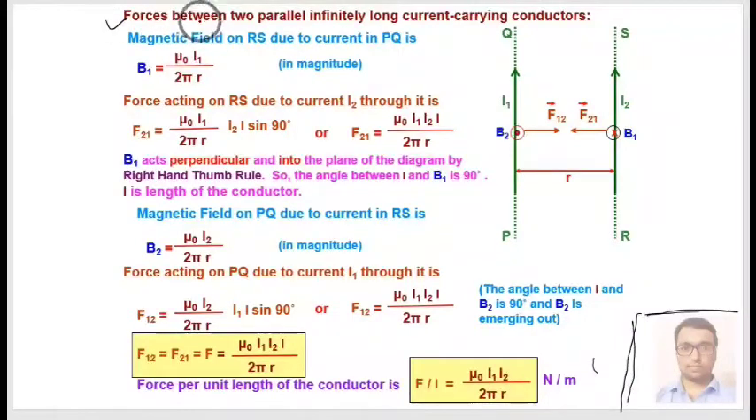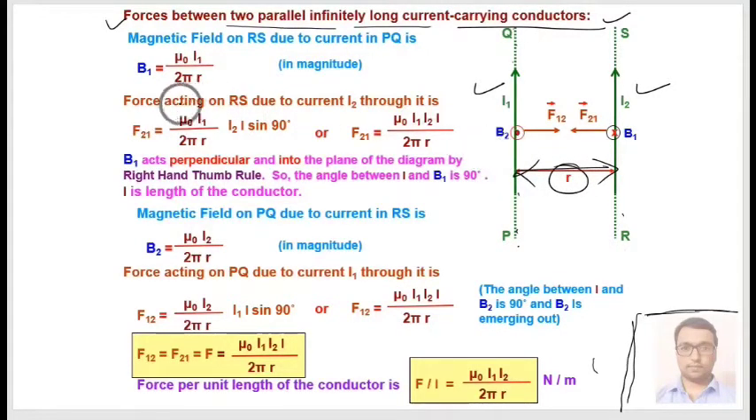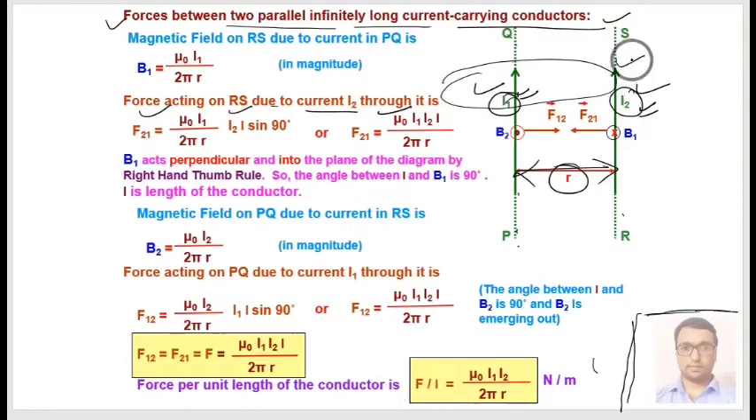Next we have the force between two parallel infinitely long current carrying conductors, or you can say you have two wires, wire 1 and wire 2, and both extend to infinity, placed close to each other at distance small r. Now try to understand: in the first wire current I1 is flowing, in the second wire current I2 is flowing. In that case the first wire will generate a magnetic field around itself, and the second wire will experience some amount of force, that is F21.